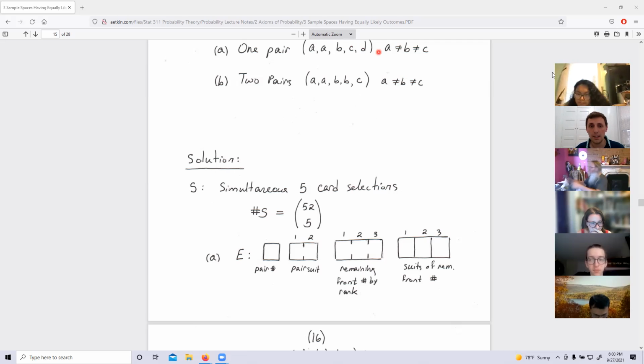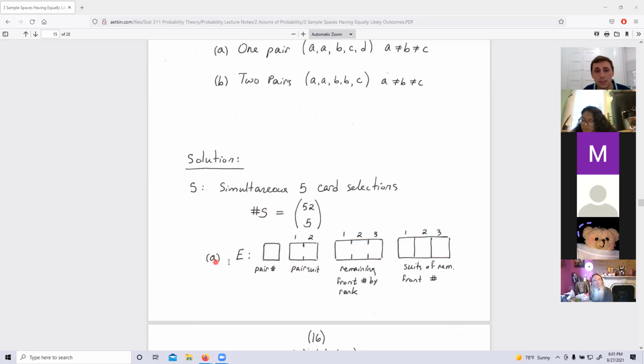What happens here, guys? We select one pair. One pair means that we have the front number of the card repeats twice, and all the other cards do not have a repeating front number. Good. Let's just, before we go there, here is my document.